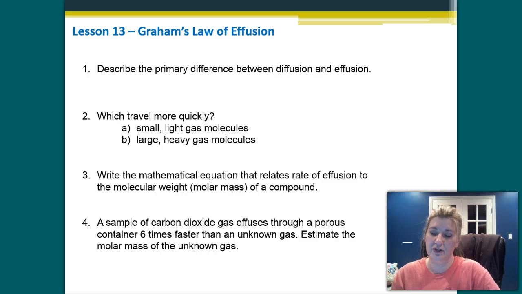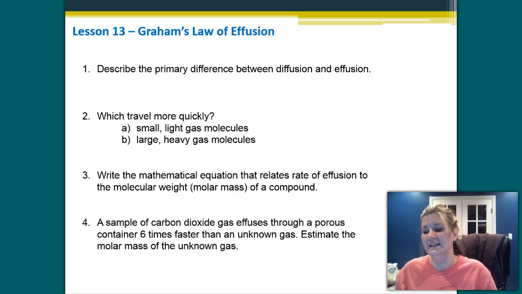These lessons are more fresh in our head. I'm just going to try to go through them quickly as a summary. In lesson 13, we talked about Graham's law of effusion.